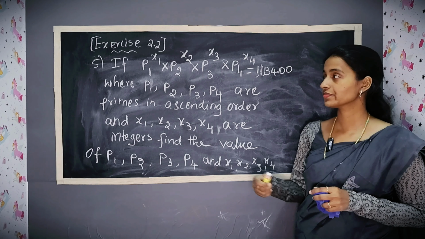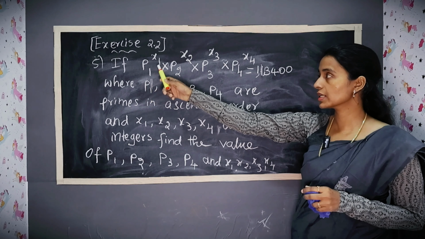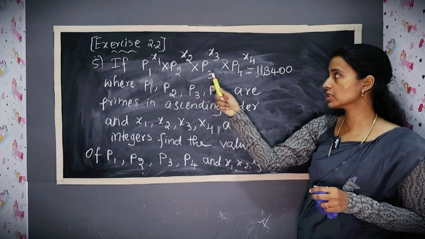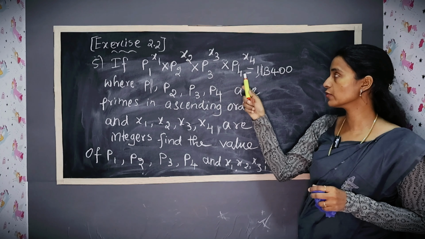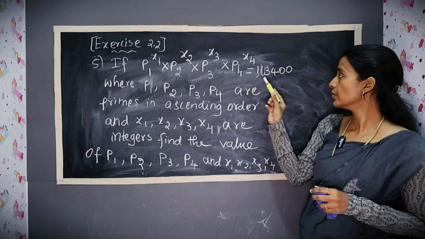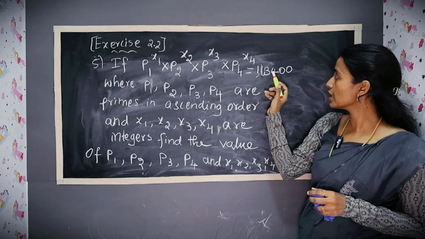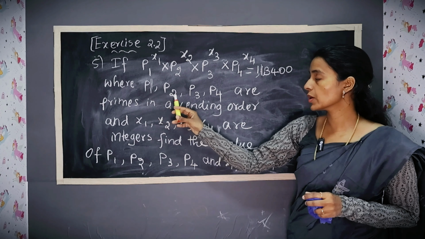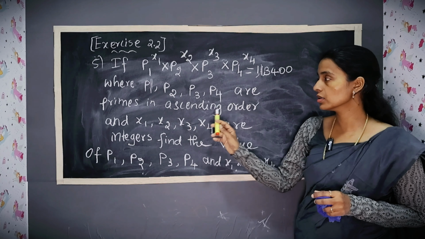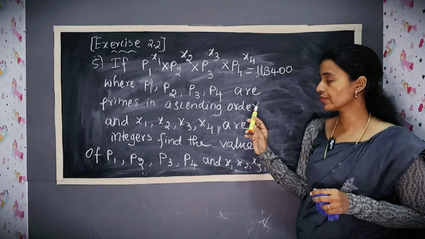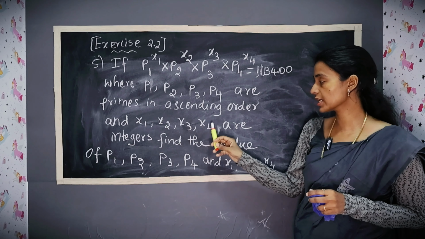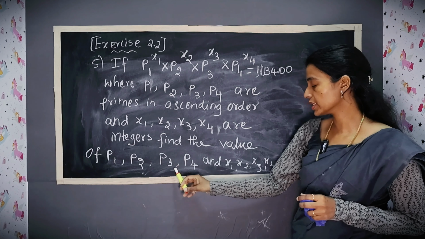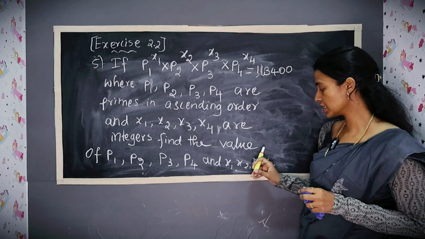Now we can read the question. If P1 power x1 into P2 power x2 into P3 power x3 into P4 power x4 equals 1,13,400, where P1, P2, P3, P4 are primes in ascending order and x1, x2, x3, x4 are integers. Find the value of P1, P2, P3, P4 and x1, x2, x3, x4.